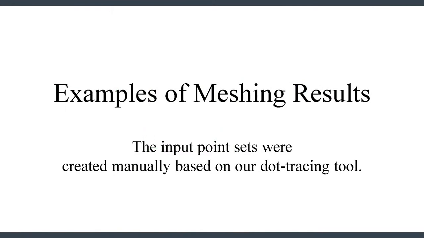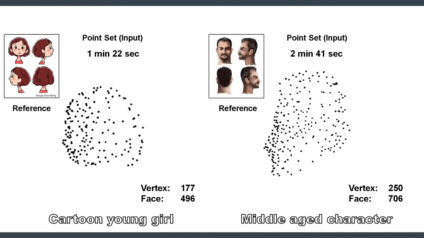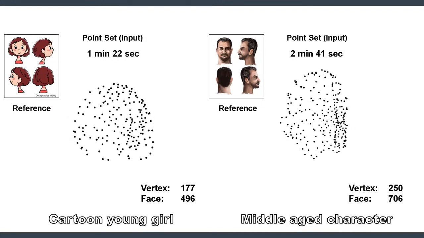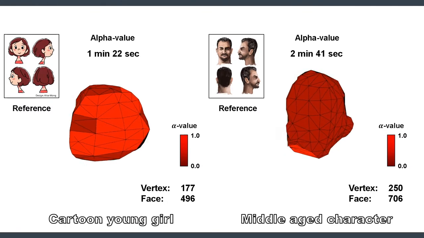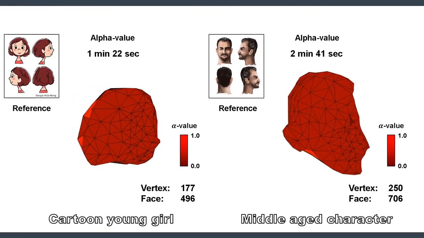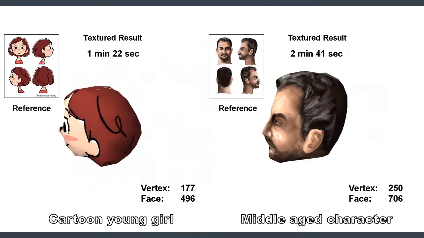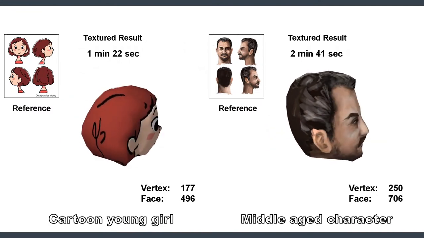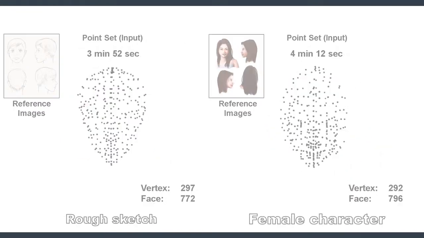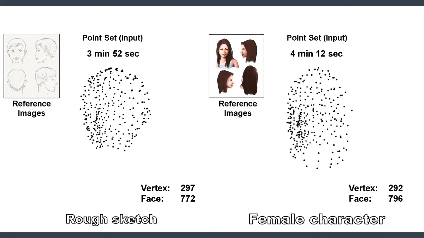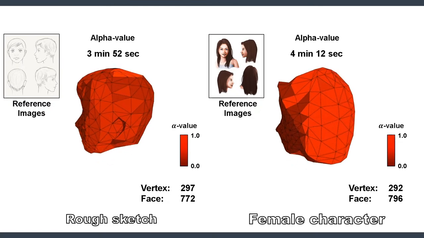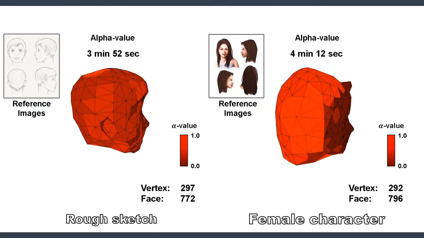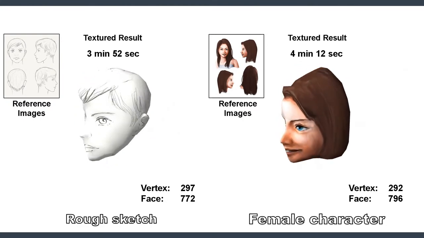Okay, next, we show several examples of our meshing results. This is an example of cartoon young girl and middle-aged characters. This is a meshing result. This is a textured result. This is another example of rough sketch character and female characters. This is a meshing result. And this is a textured result.